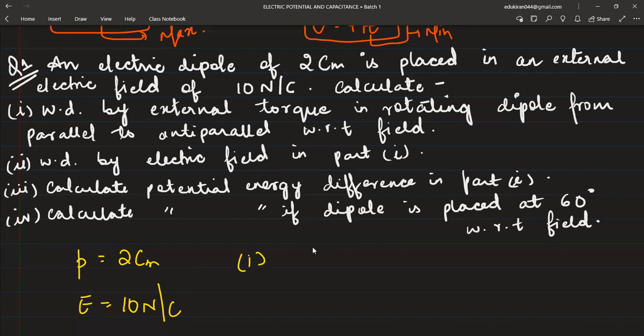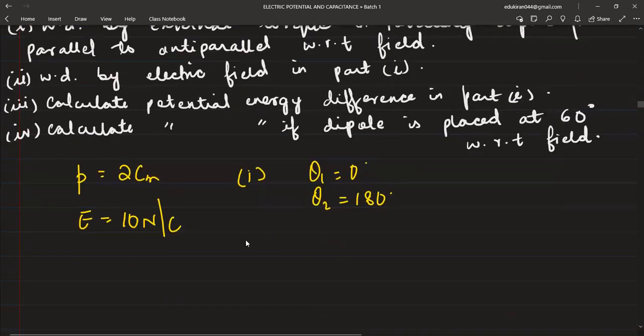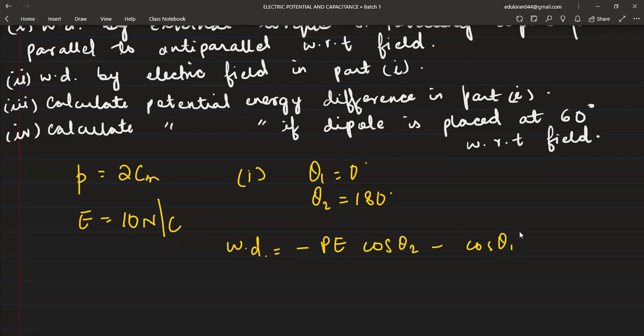Now, what is meant by this? See, parallel means first angle is 0 degree, to anti-parallel means second angle is 180 degrees. So if you put it here, work done is equal to minus P E into cos theta 2 minus cos theta 1. So this is minus 2 into 10, into cos 180 degree minus cos 0 degree.